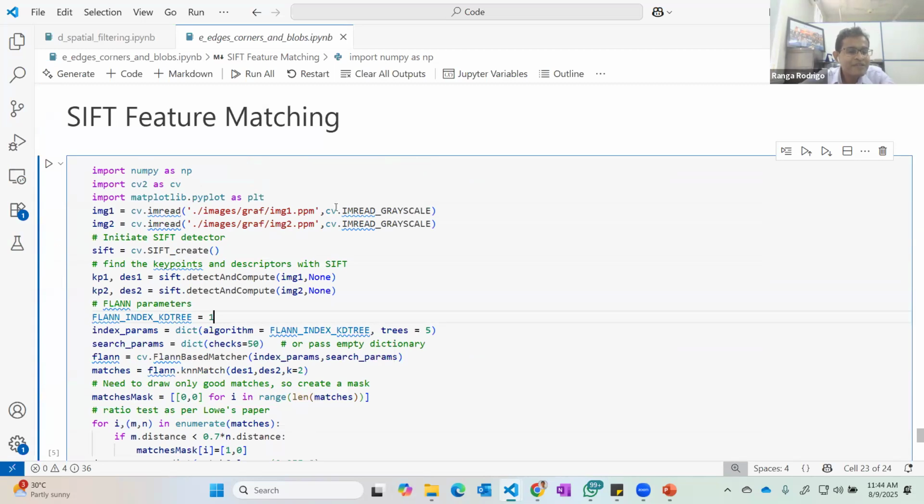So you read the two images. These are called graffiti images. I'm reading the graffiti images. I can give you those images.